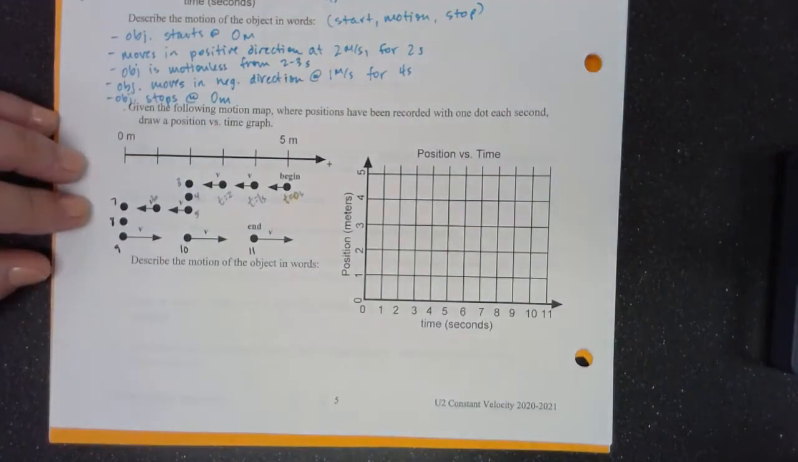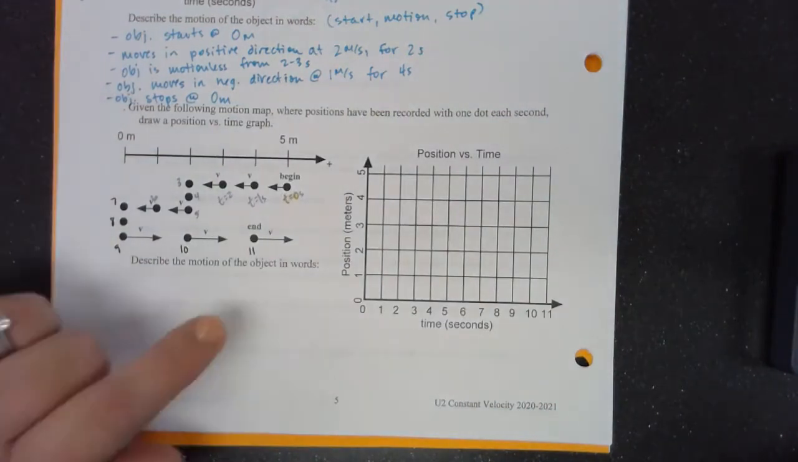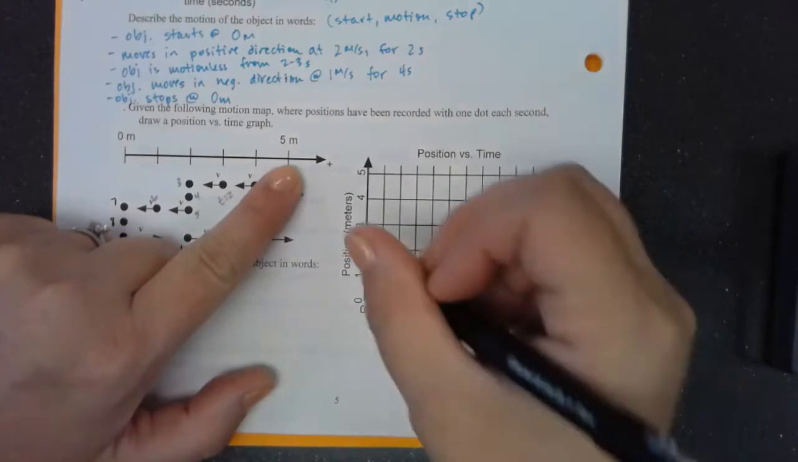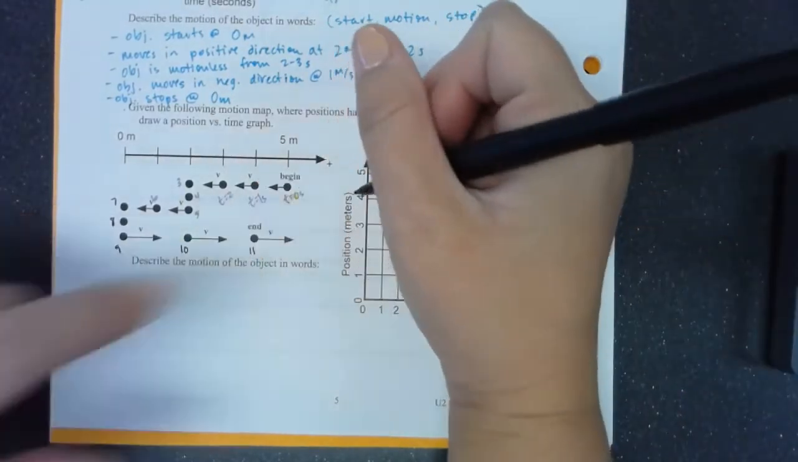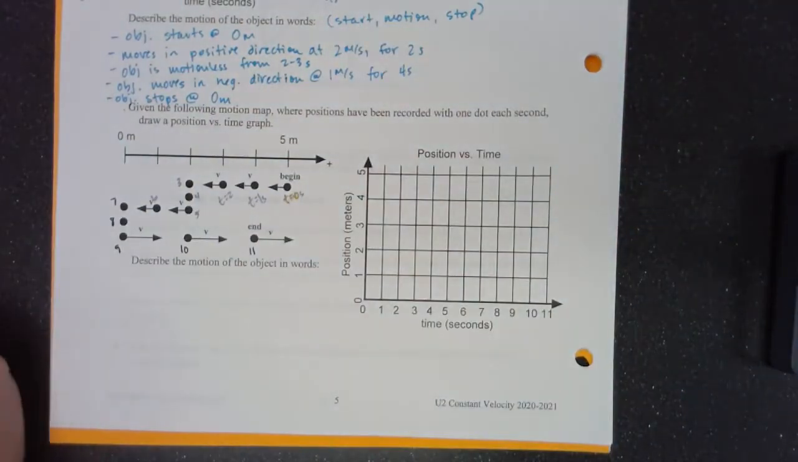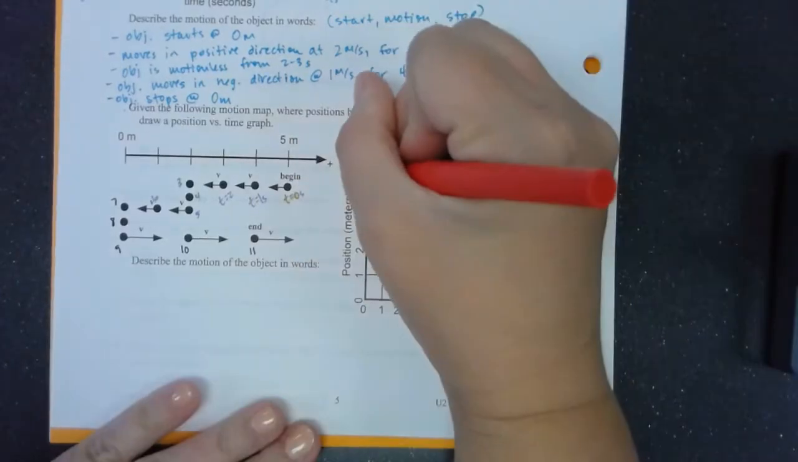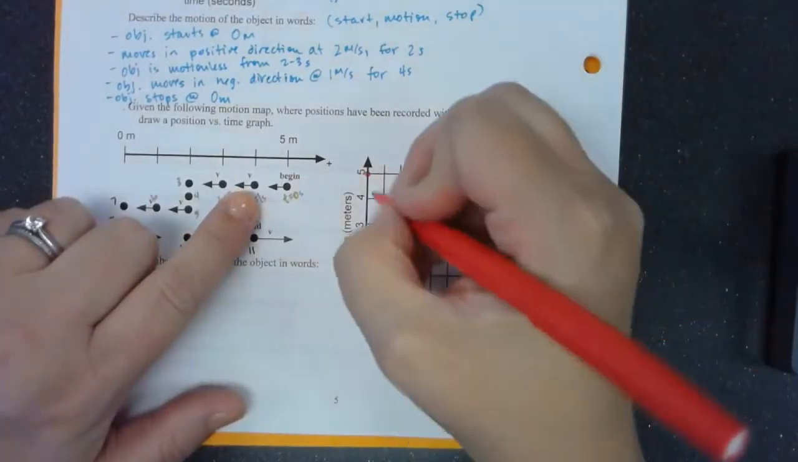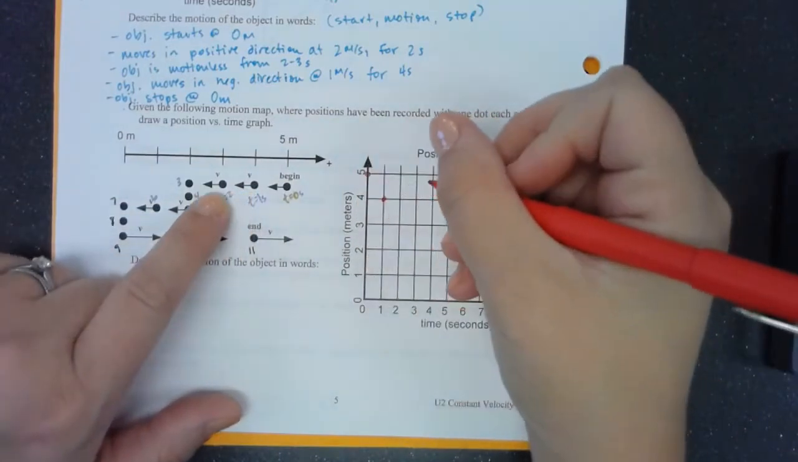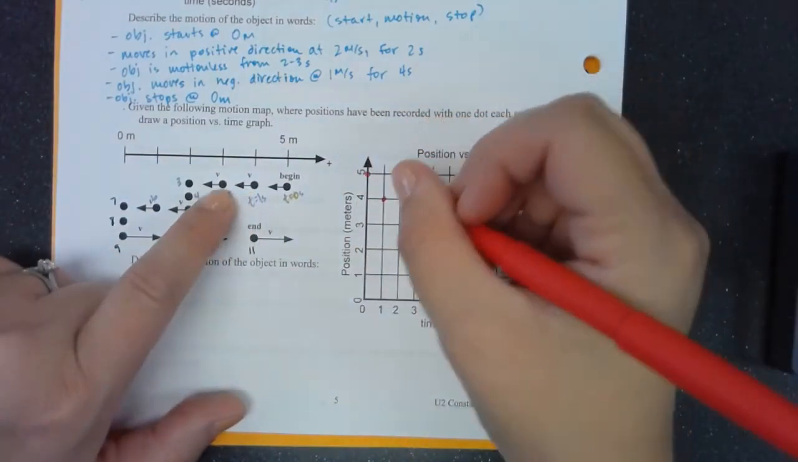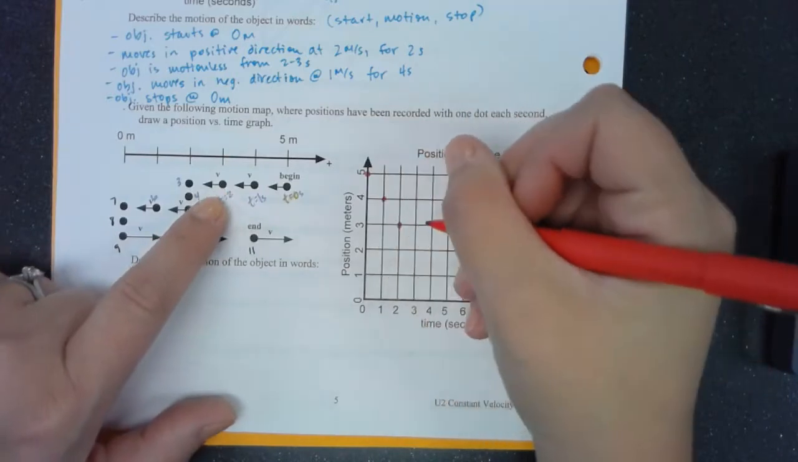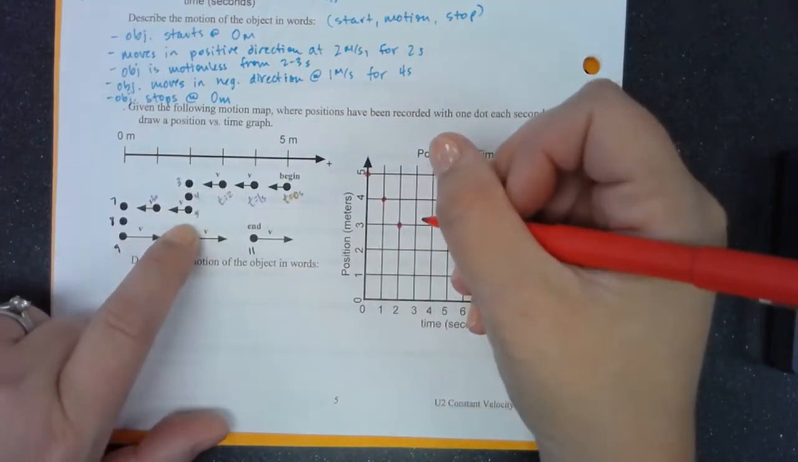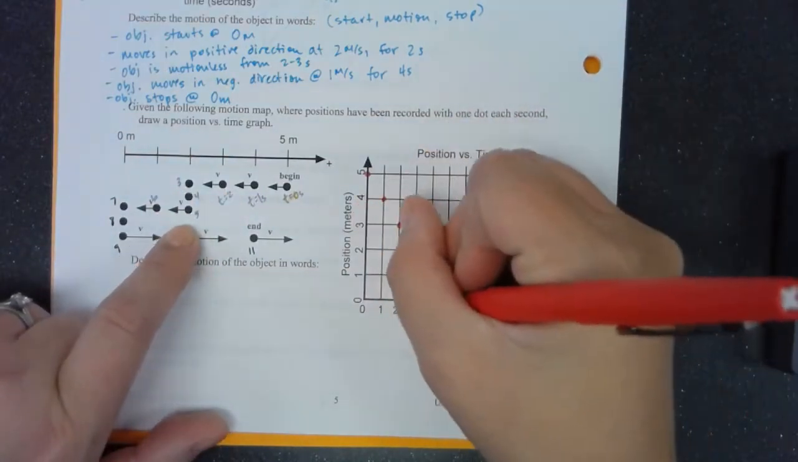So now I know the times for each of these, and then all I have to do is read the data. This says that at 0 seconds, I'm at 5 meters. So I'm going to be at 5 meters. At 1 second, I'm going to be at 4 meters. So I'm just going to read these. At 2 seconds, I'm at 3 meters. 4, 5, and 6 seconds, I'm at 2 meters.